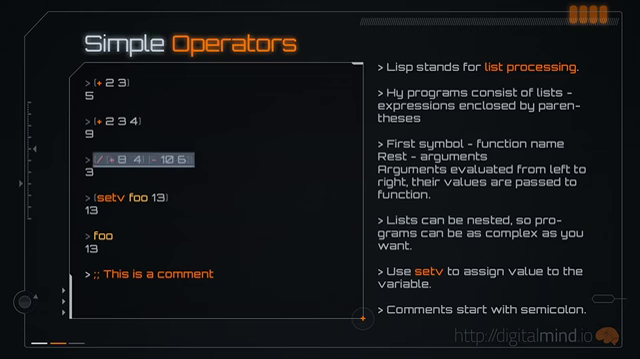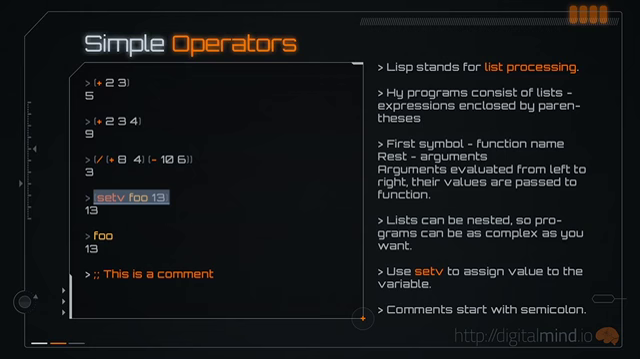Lists can be nested, which means they can contain other lists. In this case, the inner lists are evaluated first, from left to right, and their values are passed to the function. For example, here we're first adding the numbers 8 and 4, which returns 12. Then we are subtracting 6 from 10, which returns 4. And finally, we divide 12 by 4, which returns 3.